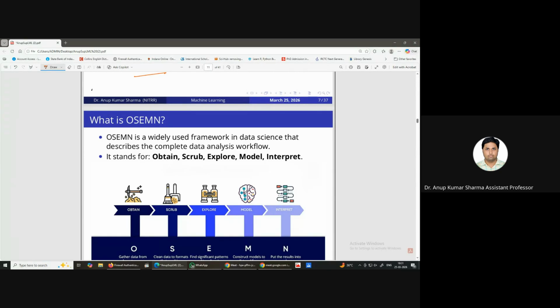So one more part is this OSCMN. OSCMN is the process by which we collect the data, scrub the data, explore, model and interpret. This is the path of any project. When you are going to complete a project, we include the type of analysis, and we include what type of model we train, supervised or unsupervised learning.